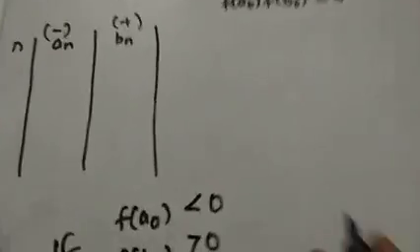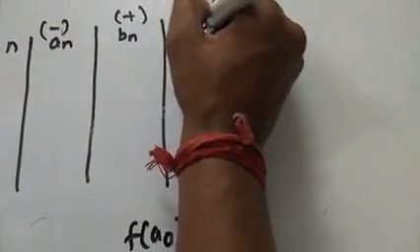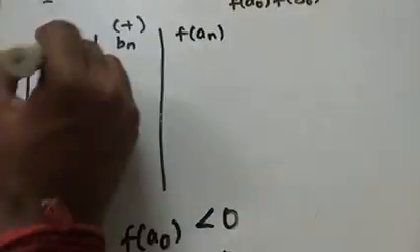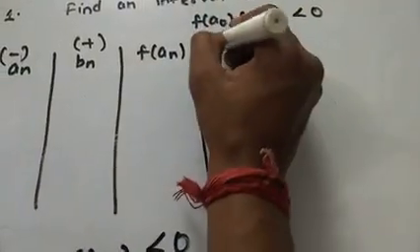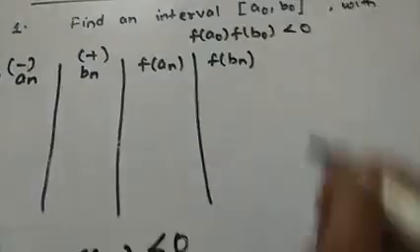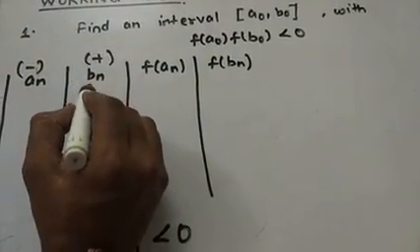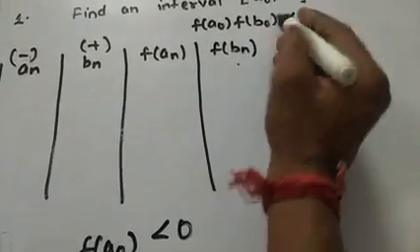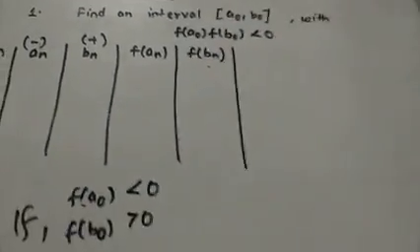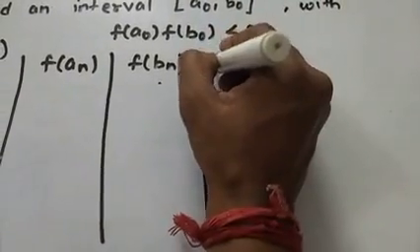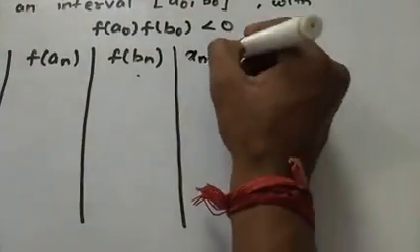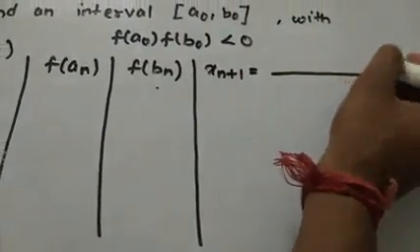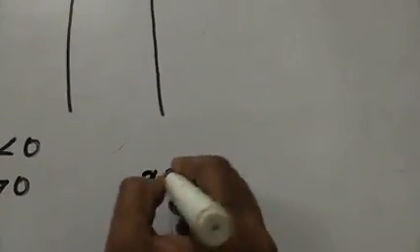So the next thing we have to find is f of an. That is, at the point an, we have to find the function value at that particular point. Then we have to find f of bn. Same, using this bn we will find the function value at that point. And the most important, similar to the bisection method table, we have to find xn plus 1. And now xn plus 1 will be the same formula.